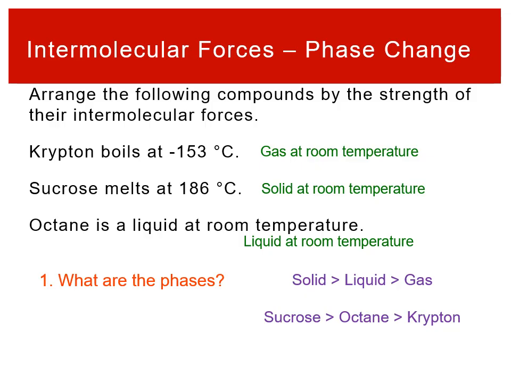Between two gases, we can't do anything yet. And right now, we don't know what krypton, sucrose, or octane are. We could have looked up what these molecules were, their formulas, structures, and stuff. But for now, we just know that we can predict based off the phases. Everything that's a solid has stronger intermolecular forces than the liquids at a given temperature.